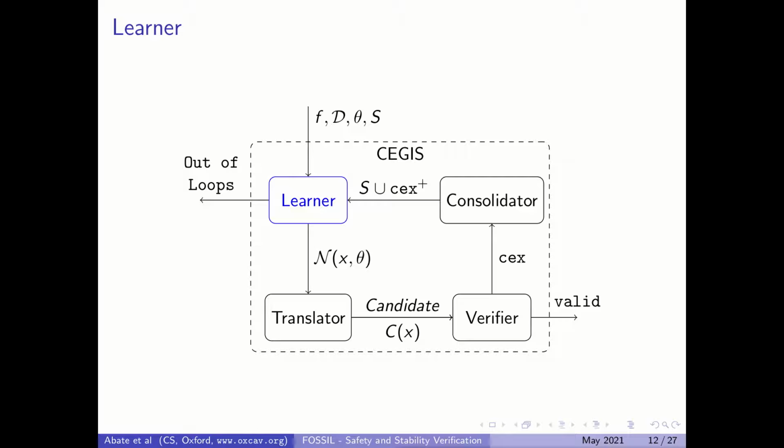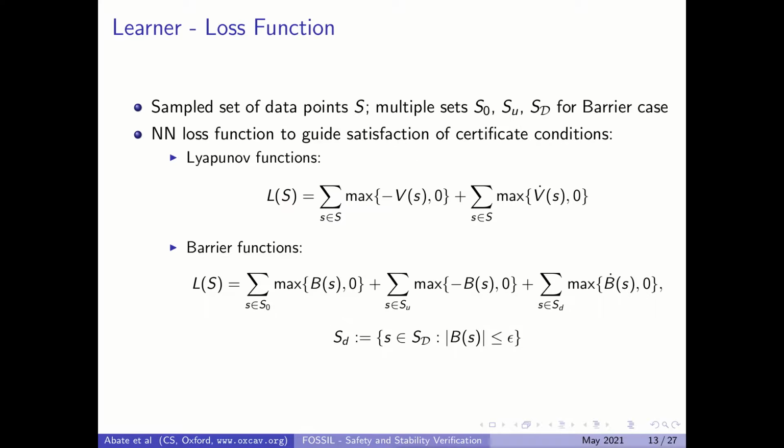And the key part really of any neural network is its loss function. So as stated, for this, we assume we have some sampled set of data points S, or for the barrier certificate case, we have three sets, one for the initial set, one for the unsafe set, and one for the entire domain. So we want our loss function to help guide the neural network to satisfy the certificate conditions. And we can do this by penalizing where it unsatisfies the conditions. We can do this using the max or the ReLU function.